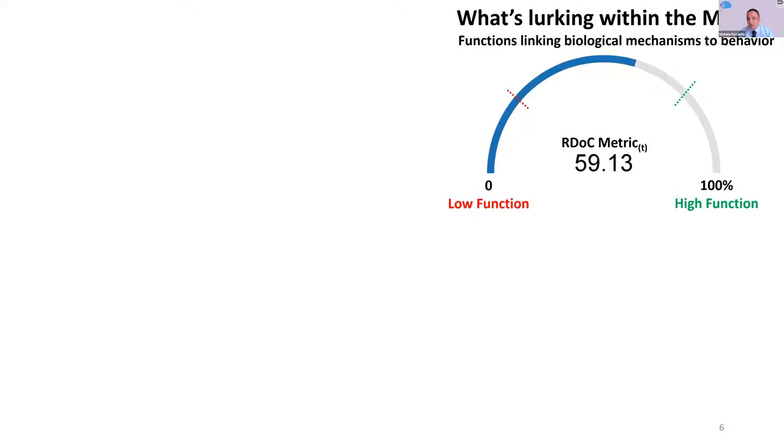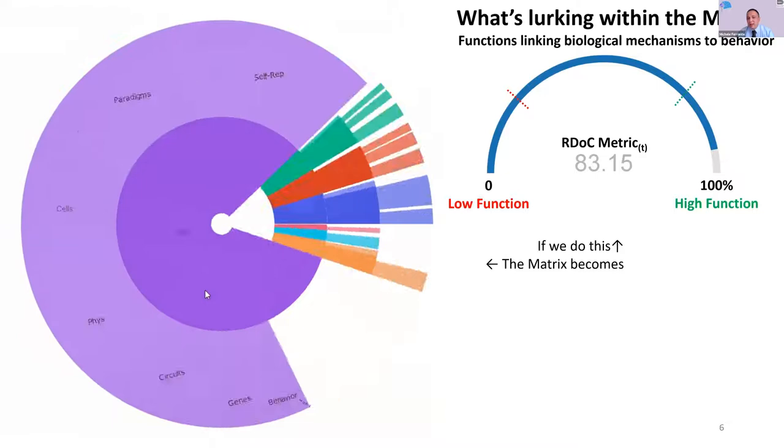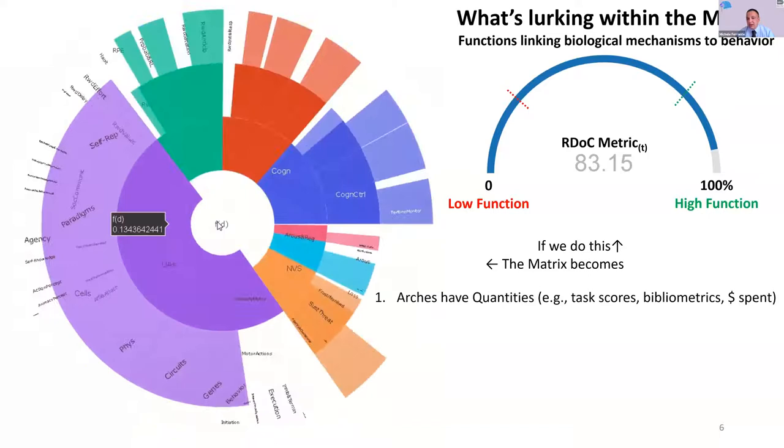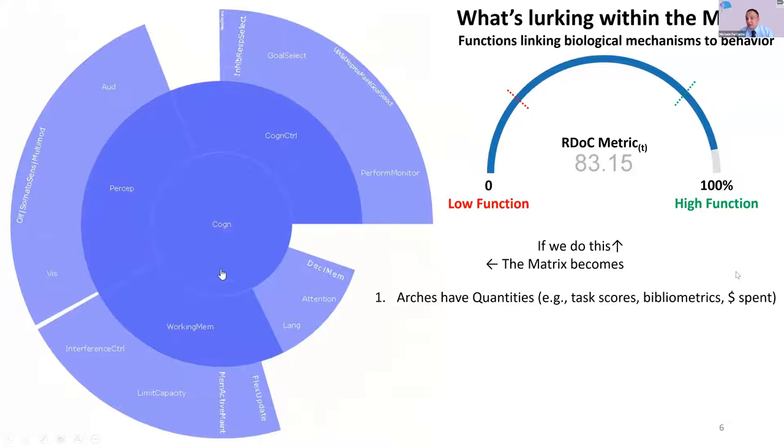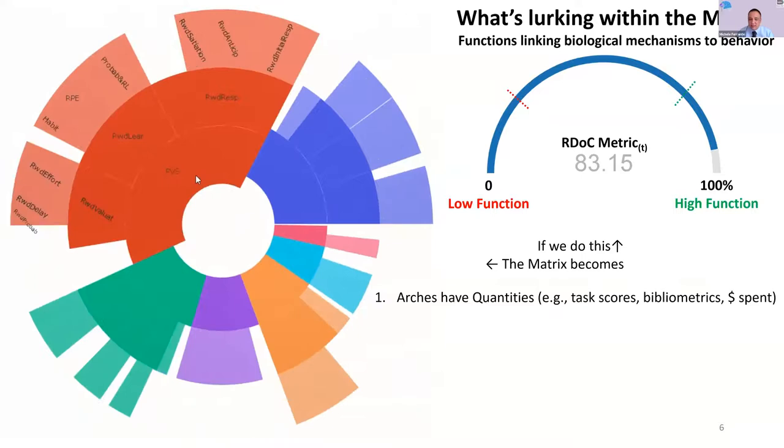If these scores change over time, the matrix that I showed you before, that was previously an Excel spreadsheet, can change to something like this. Why is this a better version, in my view, of the current matrix? Because each one of these arches is actually quantitative, so it can represent whatever quantity we want to represent of our domain. It can be task scores, bibliometric information, dollars spent, amount of grants funded.